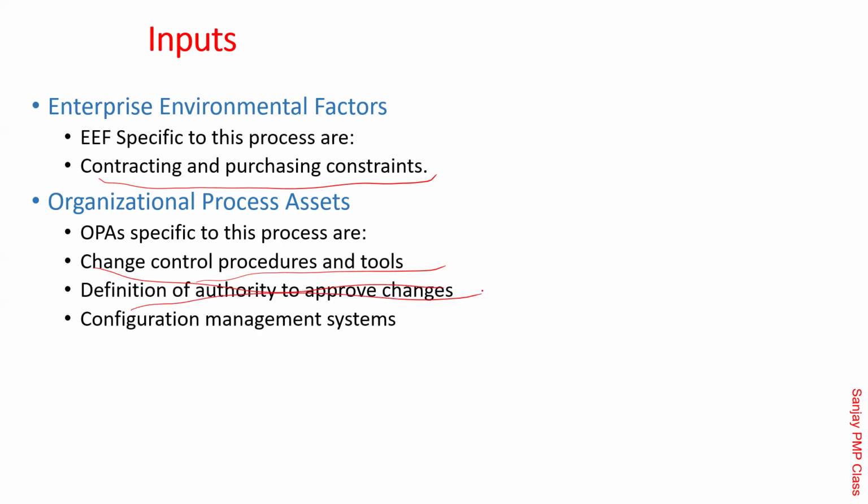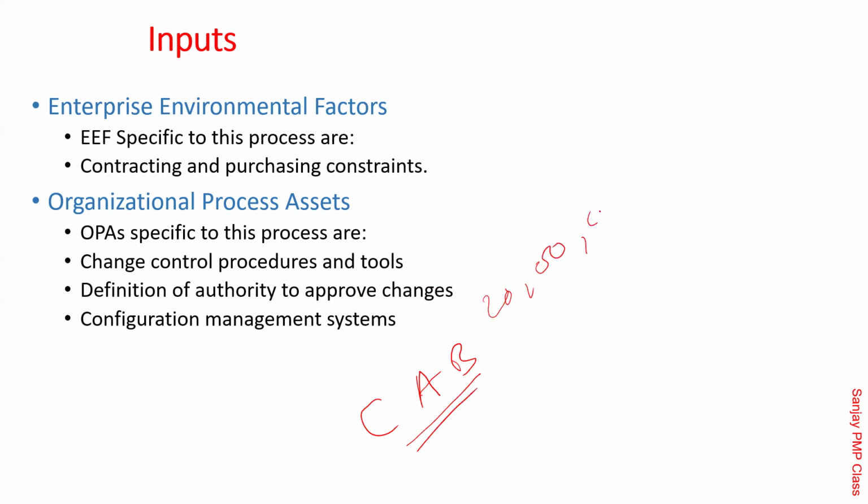Definition of authority to approve the change. There is a CAB, the change advisory board, and it has been given a clear authority saying that you can approve changes costing up to 20 lakhs INR. This is the authority given to them. If they are more than that, they will have to say that no, we can't do that. Then the configuration management system. As I told you, finally, once it is approved, you have to check out the old artifact, make the necessary change, create a new version, and check it in. And once you check it in, that becomes the master copy.